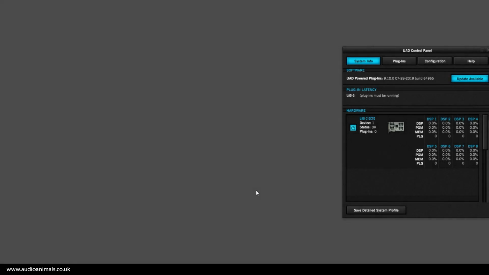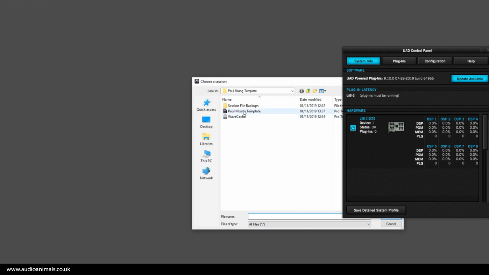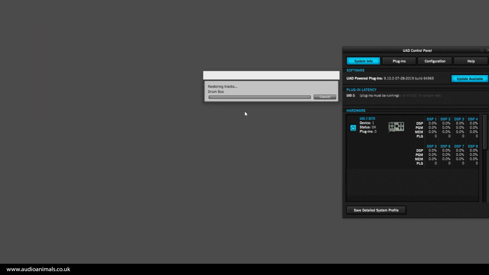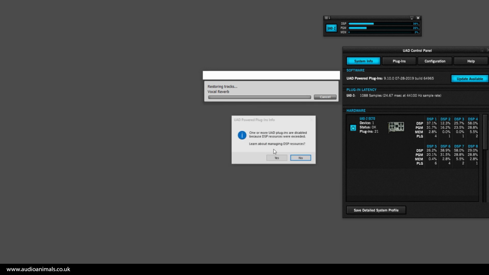If you are a UAD user, you will have at some point encountered this error. There's a simple way of fixing it, and it's basically because of your DSP management. Now, you will definitely have encountered this if you are using a solo or a duo and low amounts of DSP power. So one or more UAD plugins been disabled, but we clearly have enough DSP power left.